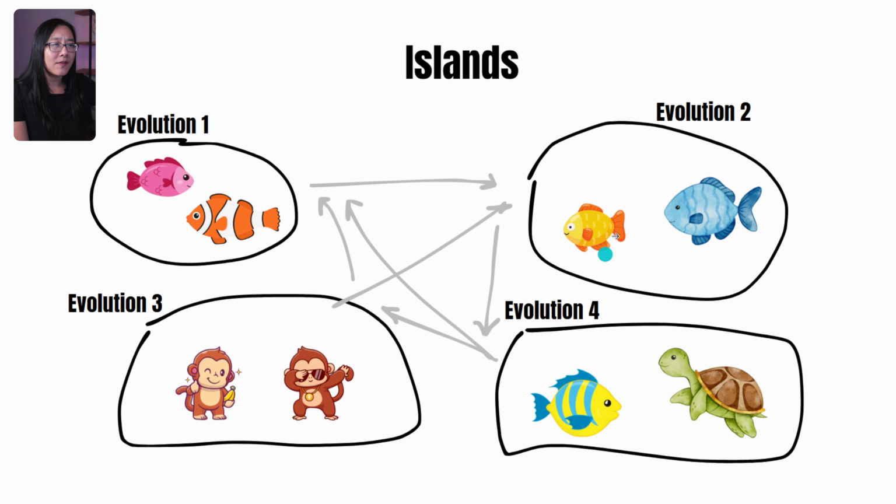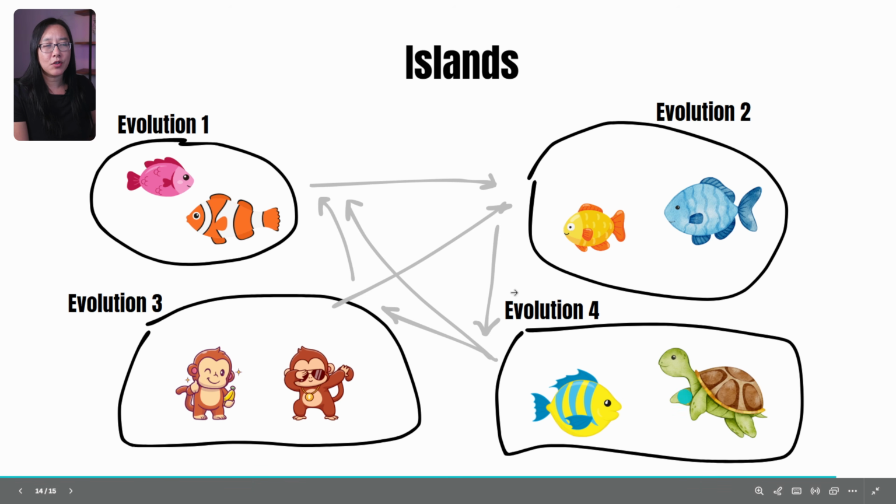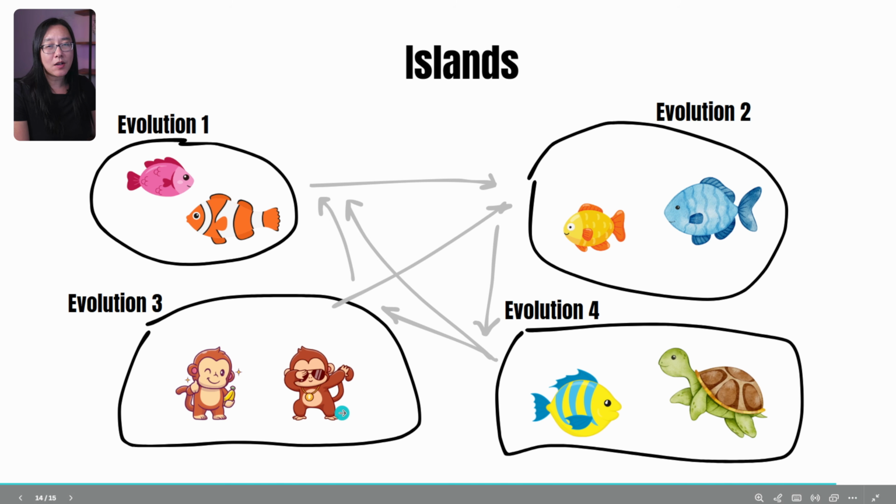So that's why these separate islands also share information. So these monkeys here might adapt and grab gills from evolution 2 or flippers from evolution 4. So these hybrid monkeys might be better at adapting and living on the open sea.